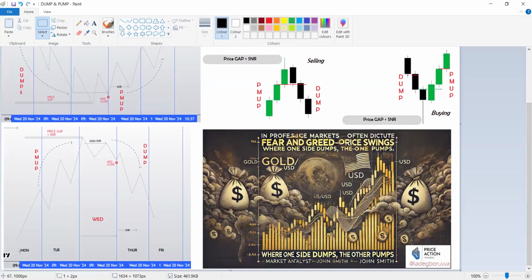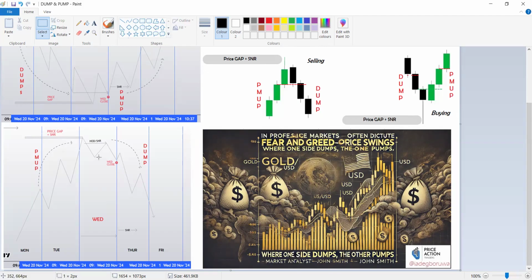Here, if we have Monday, Tuesday as a pumping market, right? And on Wednesday we have a kind of rejection of that pump price, at a price gap or a particular SNR in the past. So possibly there's going to be a dump of that price, as the market is rejecting the higher price at that particular level of support.